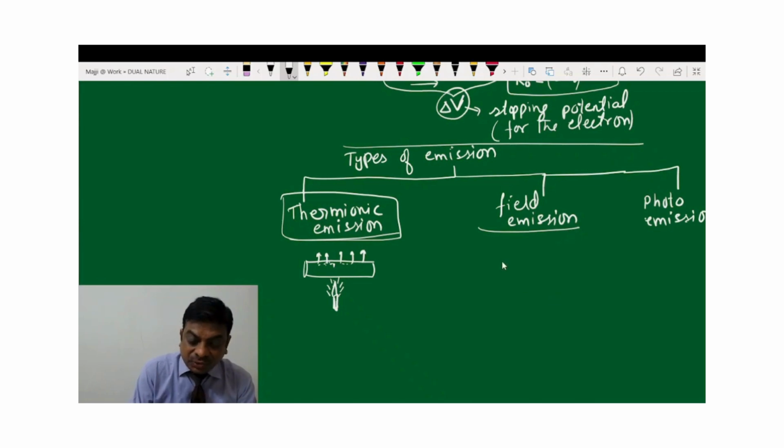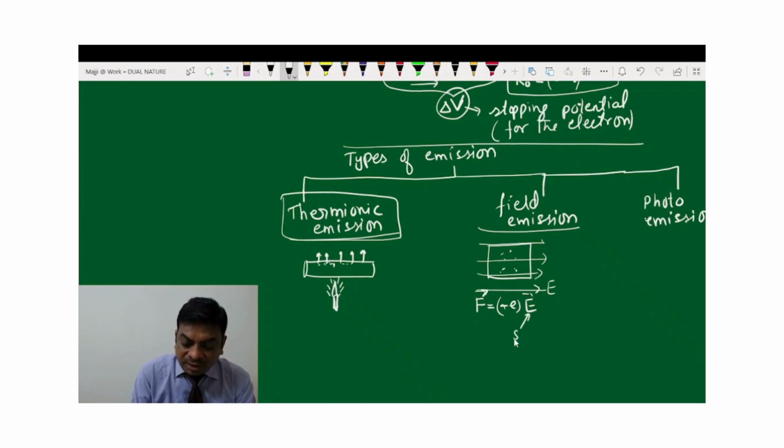Next is field emission. Suppose you have a metal, students, and it is subjected to a strong electric field. As you know, as soon as the free electrons are subjected to an electric field, they'll experience a force. If the electric field is strong enough, maybe of the order of 10 to the power 8 volt per meter, then the electron will be so strongly pulled that it will permanently be pulled away from the atom, and it will be able to come out as well. This way of emitting electrons by applying a strong electric field is termed field emission.